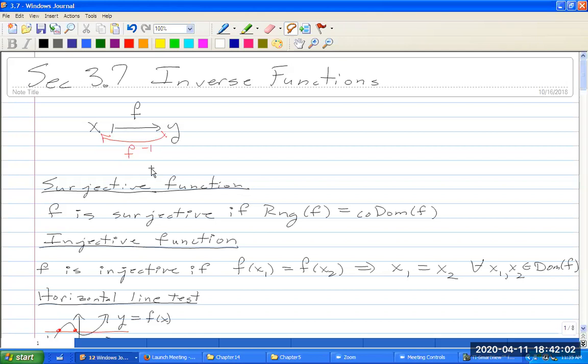Before I can tell you when these rules will exist, I have to give you some further notation and terminology. A surjective function: f is surjective if the range of f is the same as the codomain. We also call these onto functions.